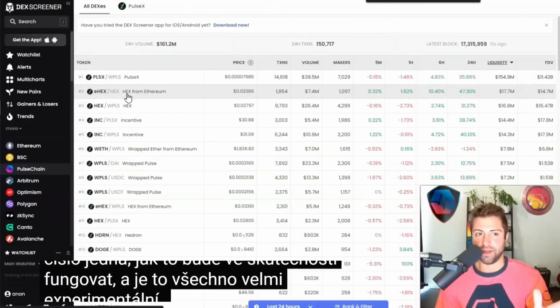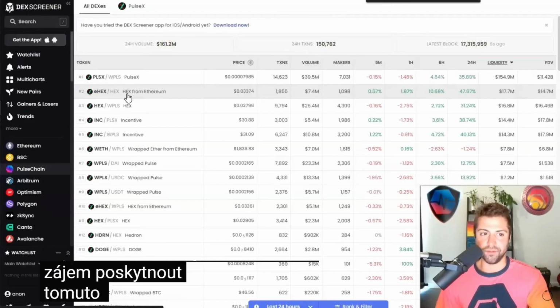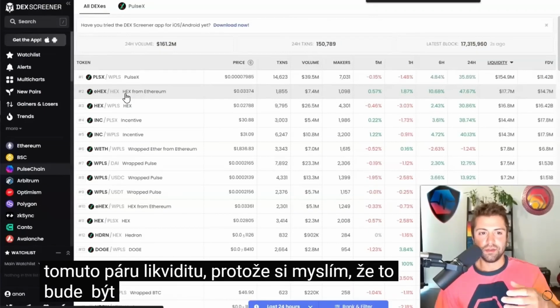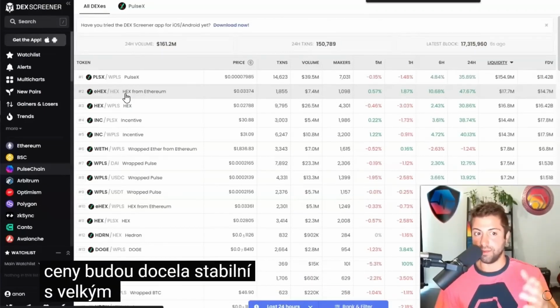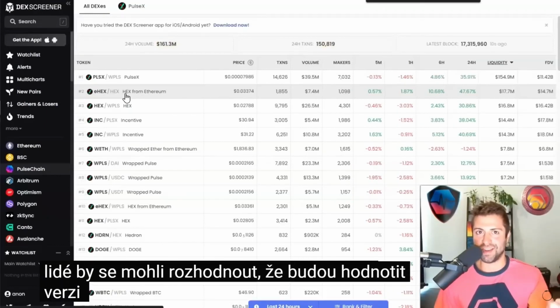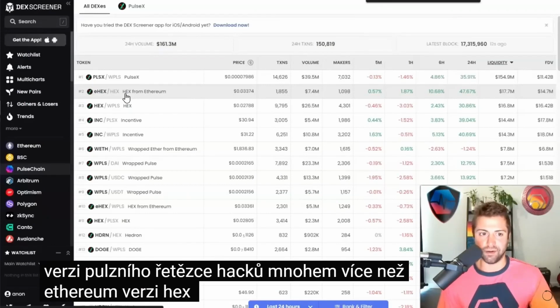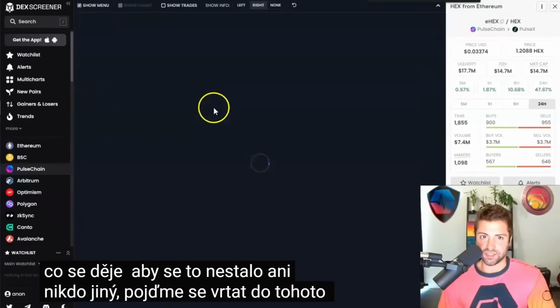And it's all very experimental, but I personally am interested in providing liquidity on this pair because I think the prices are going to be pretty stable with high volume. I might be wrong, okay? People could choose to value the PulseChain version of HEX way more than the Ethereum version of HEX. I don't know what's going to happen. Neither does anybody else. But let's drill into this, right?